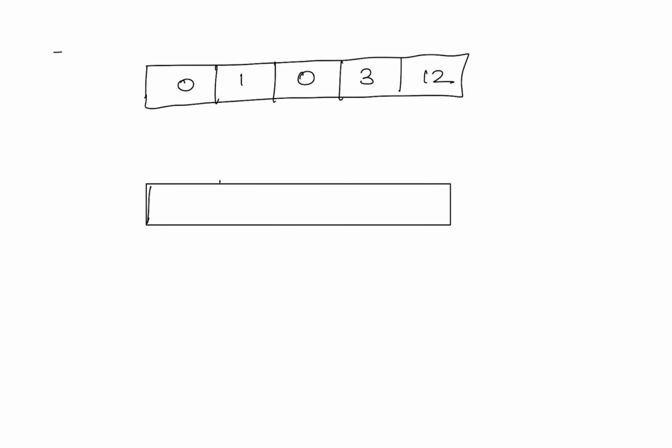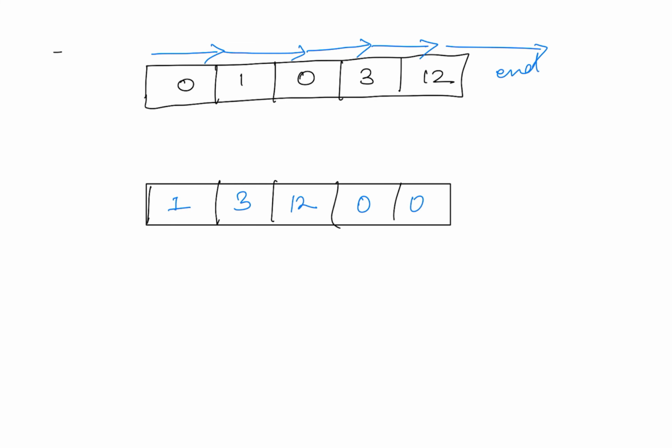Let's take an extra array. Then we'll loop through the input array, and whenever we find a non-zero, we'll insert that in a new array. So here I'll skip the first 0, insert 1 in the new array, skip the next 0, insert 3, and then insert 12. We'll do this till the end of the array. Now we can either count the zeros or simply fill the empty spaces with zeros if we already defined the array's length. This is our first solution using an extra array.